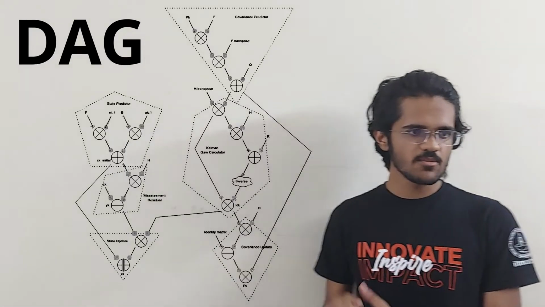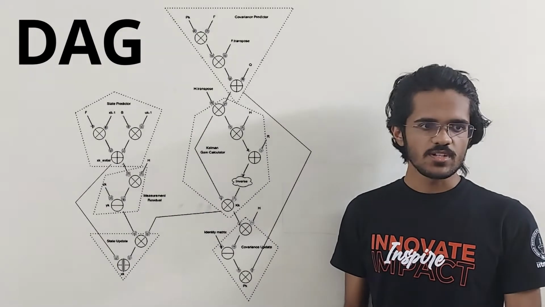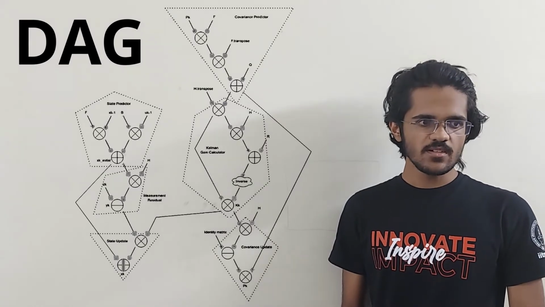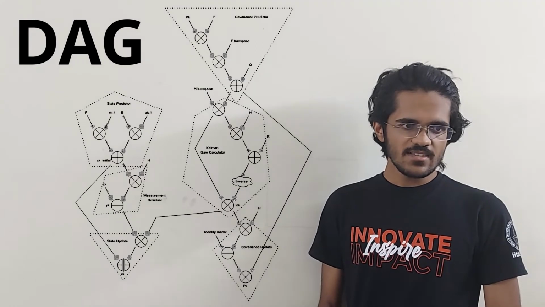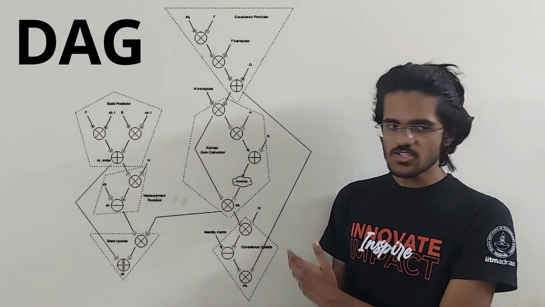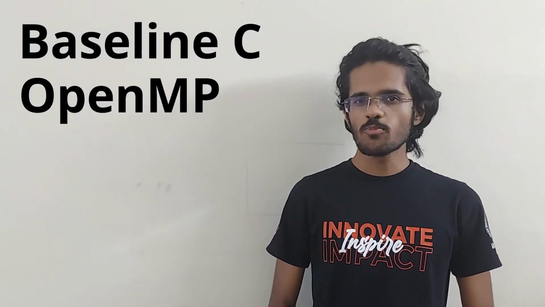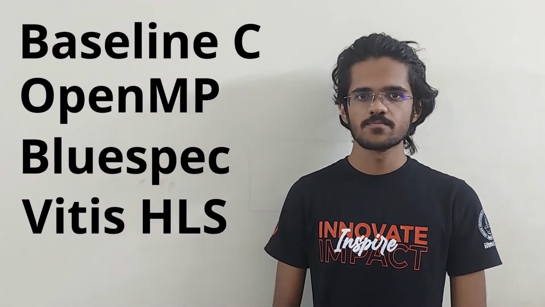Analyzing the DAG for this computation gives us several ideas of possible optimizations. There are 6 parts to this computation, namely state predictor, measurement residual, covariance predictor, Kalman gain calculator, and the state update and covariance update. We can see that the left branch is independent of the right branch and thus can be parallelized. This gives the scope for a few possible implementations, but we shall present 3 implementations, namely baseline C, multi-threaded using OpenMP, and custom hardware using Bluespec and Vitis HLS.